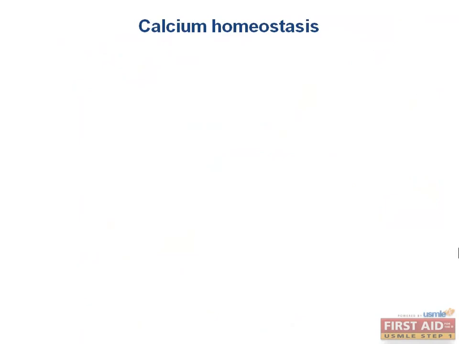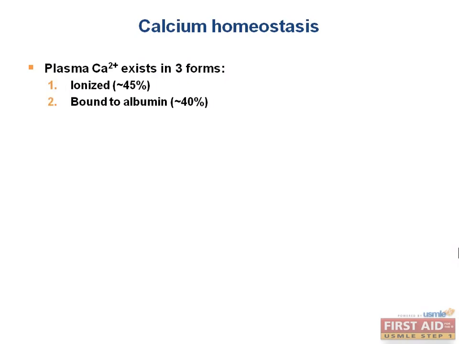Next, we'll briefly discuss calcium homeostasis. It is important to note that calcium exists in three forms, and only 45% of circulating calcium is charged or ionized. The majority remains bound to either albumin or to other anions. This has important clinical consequences.